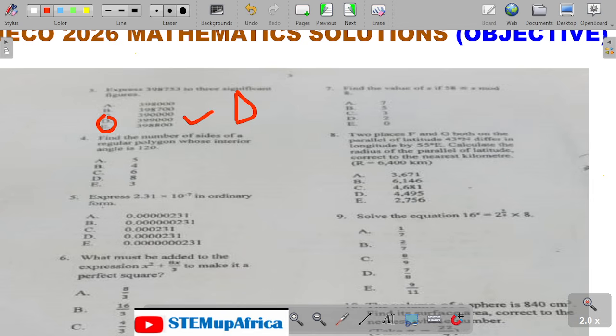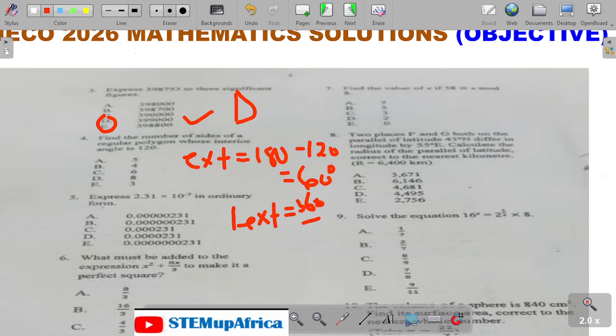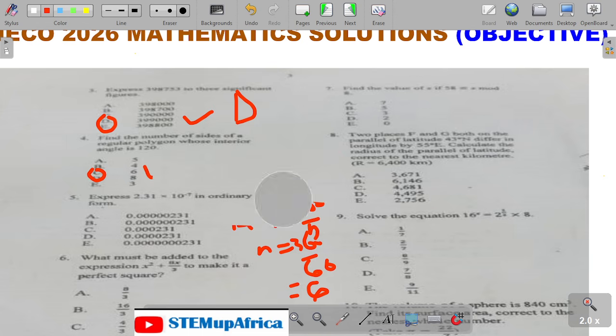Number 4, you say find the number of sides of a regular polygon whose interior angle is this. We know that interior plus exterior is 180. So the exterior now is simply 180 minus 120. That will give us 60 degrees. And one exterior is 360 over n. So my n is simply 360 divided by 60. That value is 6. So it's option C. Number 4 is C. So let's continue.